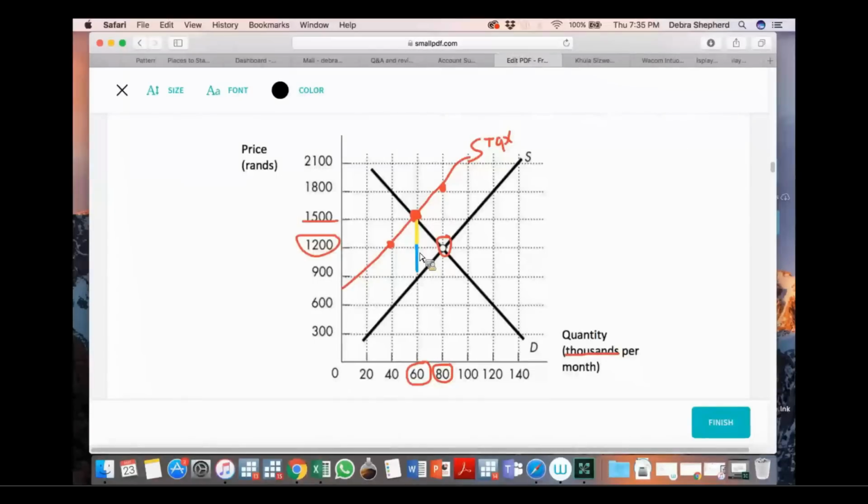And the other way that you can see that sellers are paying this blue portion here is by taking the difference between what sellers used to receive, which was 1,200, and what they now effectively receive, which is 900. So even though somebody who's buying an air conditioner goes into a shop and pays 1,500 Rand, that isn't the money that sellers keep at the end of the day, because of that 1,500 Rand they receive, they're going to have to pay 600 Rand over to government.